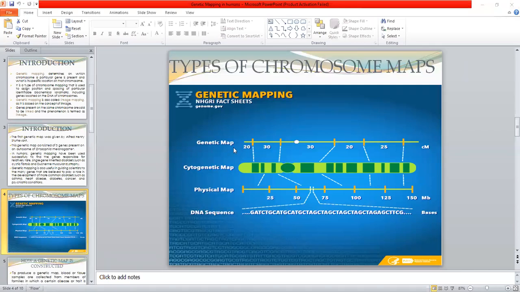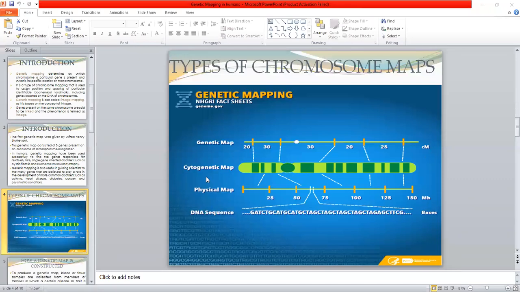In the case of the genetic map, the distance between the genes present on the same chromosome is given in terms of a unit known as the centimorgan, abbreviated as cM. This unit was named to honor the great achievements of the geneticist Thomas Hunt Morgan.